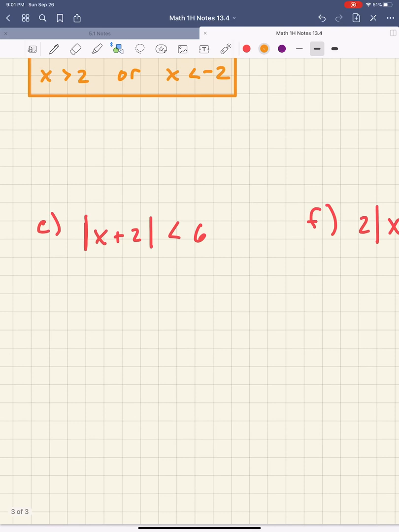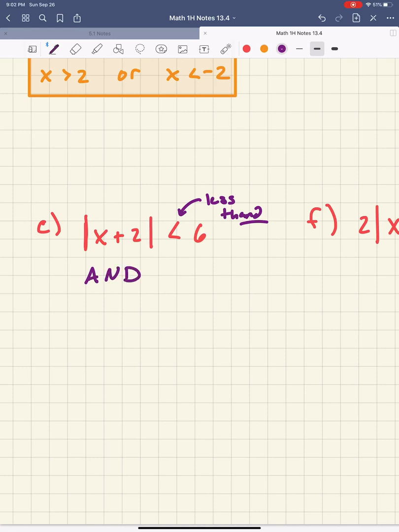Moving to letter C, getting a little bit trickier now. Again, there's nothing on the outside of my absolute value, so I don't need to do any isolating there. I have to take a look at my symbol now. This is a less than symbol. So this turns into an AND compound inequality.